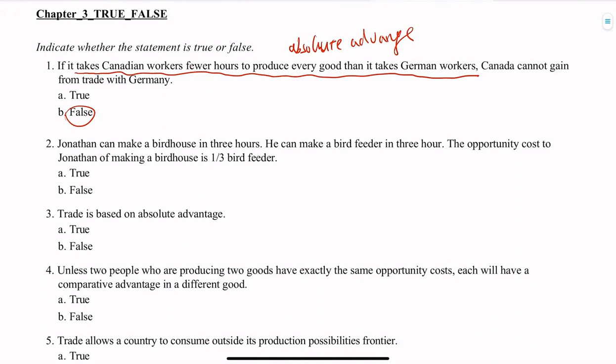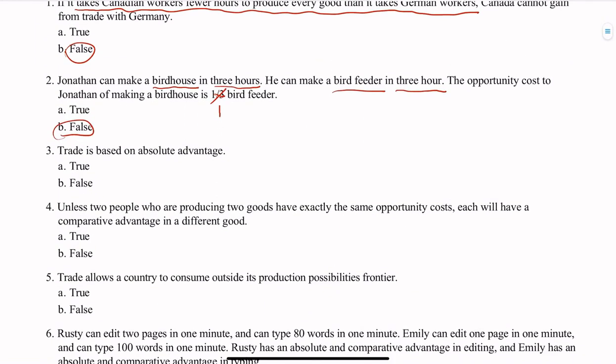Jonathan can make a birdhouse in 3 hours. He can make a bird feeder in 3 hours. The opportunity cost of Jonathan making a birdhouse is 1/3 bird feeder. Well, this is pretty simple, right? Because it says this guy can make a birdhouse using 3 hours. And with the same 3 hours, this guy could make a bird feeder, which means if he decides to make a birdhouse, he has to give up making a bird feeder. So basically, the opportunity cost of making a birdhouse is 1 bird feeder, right? So you should choose false.